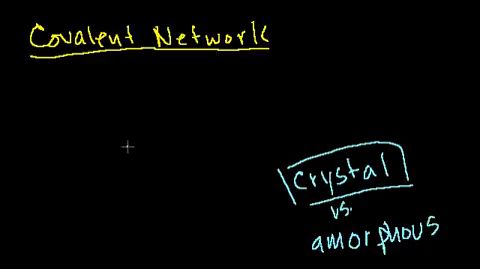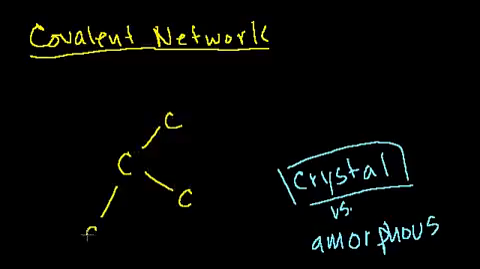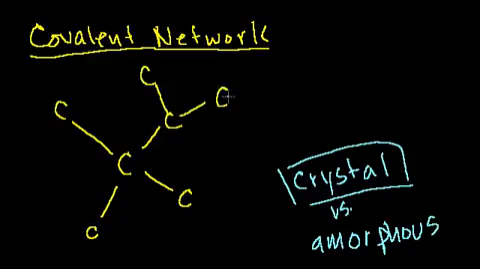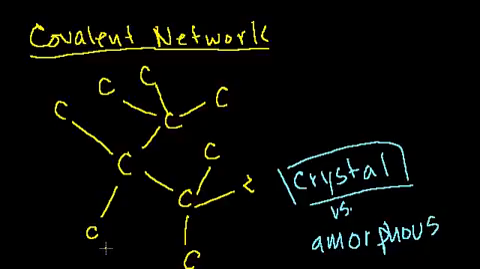So in the covalent network, carbon has four valence electrons, so it always wants four more. When carbon shares with itself, it's very happy. So what it can do is form four bonds to four more carbons. And then each of those carbons can form four more bonds to four more carbons, and it just keeps going on. This is the structure of a diamond.